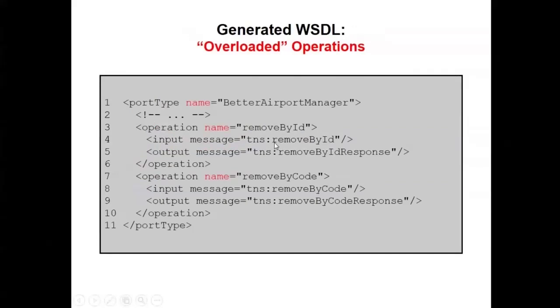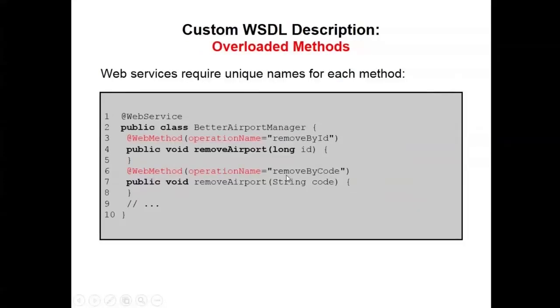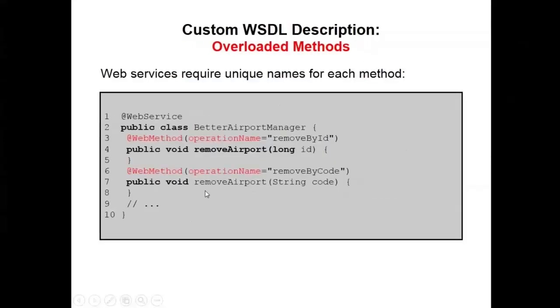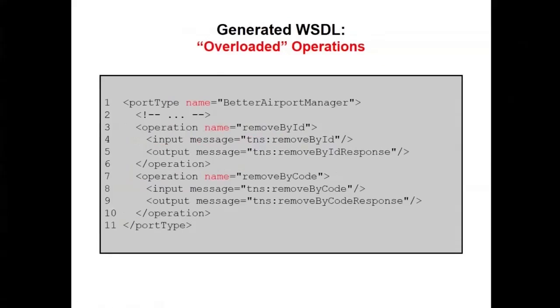So in the WSDL file, you can use removeByID, removeByCode. These removeByID and removeByCode are inside a Java class. You have used the @WebMethod annotation with the help of this operationName property. If you are using this, then in the WSDL file you will find removeByID and removeByCode as operation names. These two you will find in your WSDL file. So in your WSDL file, the operation name will not show you the actual Java method name. It will show you the operation name that you have defined with the help of the @WebMethod annotation, and that will be reflected in your WSDL file, right?